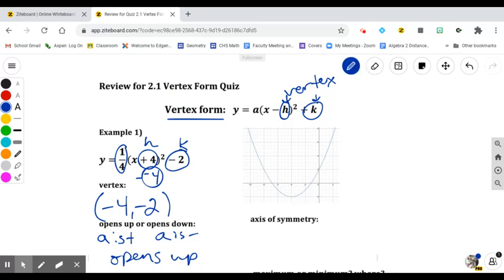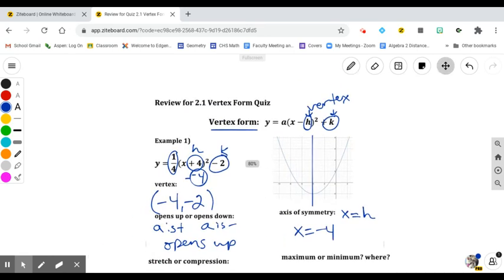Okay, axis of symmetry, remember, is x equals h. We did that in the second part. So if h is -4, it would be x equals -4, which, if you're looking at the picture, is kind of hard to see. This is -4, and it's a vertical line through the vertex.